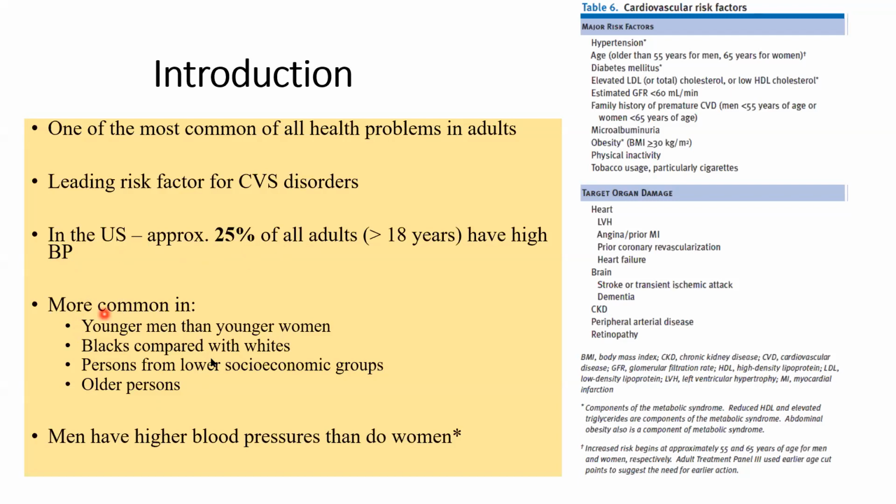More interesting points about it is that younger men more than younger women suffer with hypertension. There is a racial component to hypertension. There's a socioeconomic component as well, and older people have more incidence of hypertension than younger people. Men have higher blood pressures than women until the women hit menopause, and after menopause, it's been observed that they develop hypertension more than premenopausal women.